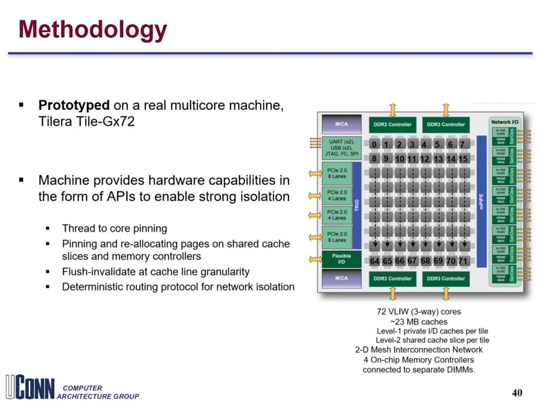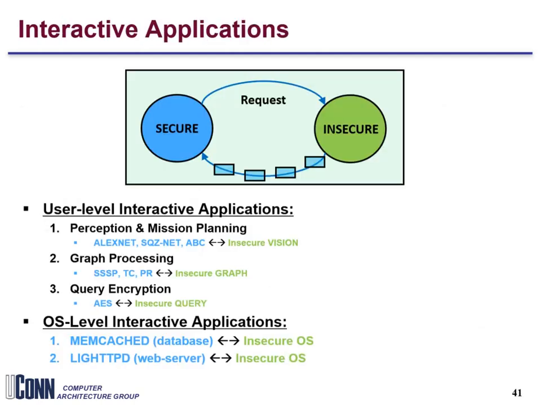For evaluation purposes, we use 64 of 72 cores. In this work, we consider two different interactive applications. The first set is the low interactive user-level applications, where we consider perception and mission planning, graph processing, and query encryption. In each of these subsets of applications, the processes marked in blue are the secure processes, which frequently interact with the insecure processes marked in green to assure application progress.